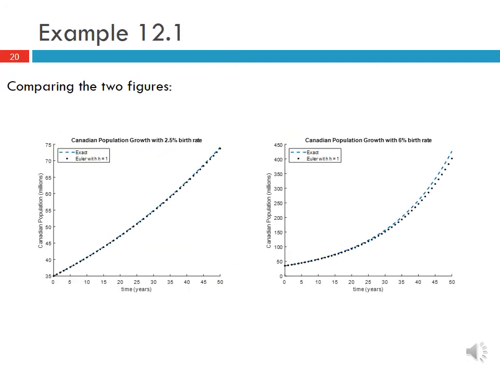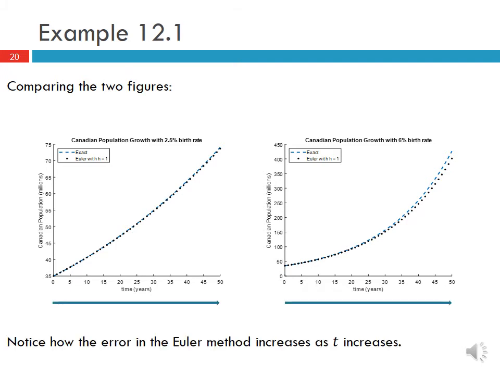So just comparing the two figures, you can see that the Euler method with this step size produced a better estimate for the lower population growth rate, the 2.5% birth rate. And you can also notice that the error in the Euler method increases as t increases. So with each time step, we're getting a little bit more error introduced.